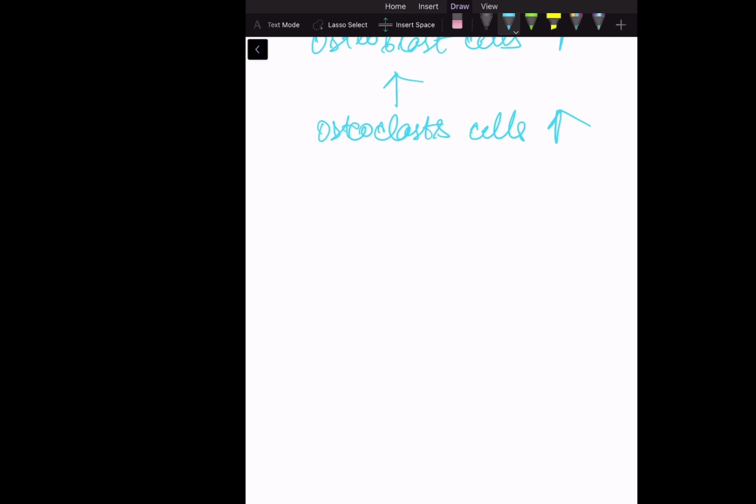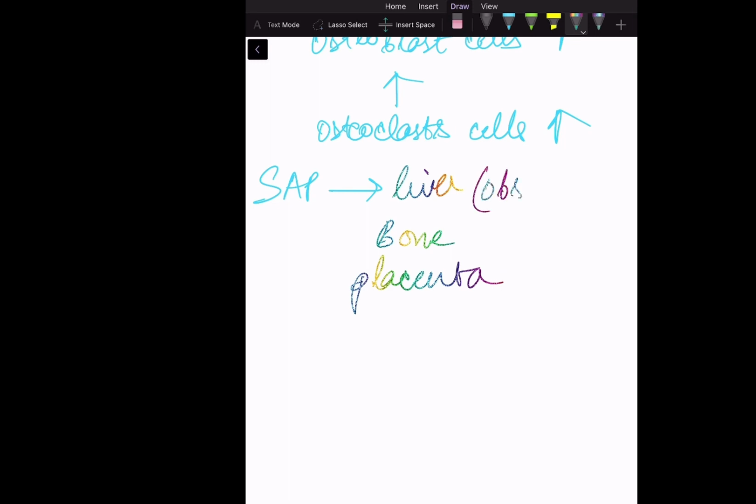SAP is found in liver, bone, and placenta. In liver, it is found in obstructive jaundice. The levels of SAP are increased in liver, then it has to be obstructive jaundice, but that we'll discuss in another video. For now, you just need to know that SAP is found in liver, bone, and placenta.